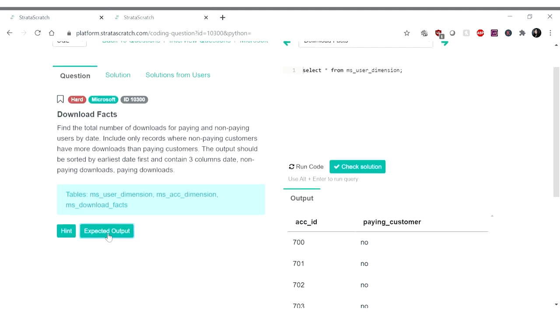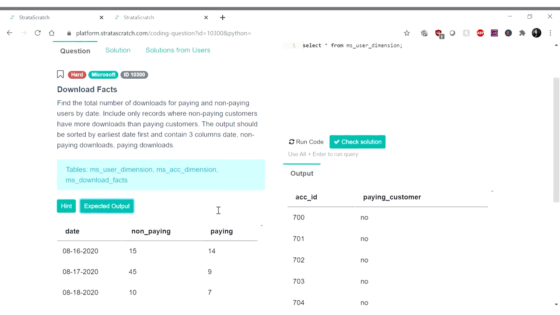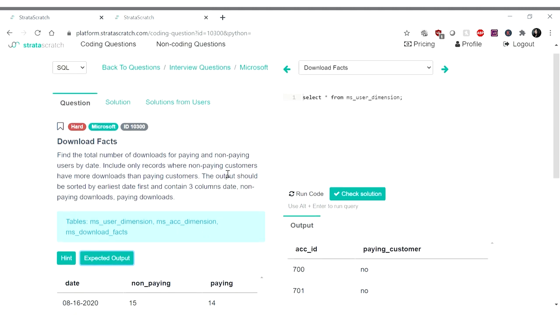Okay, let us look at the expected output. It's going to be date, non-paying, and paying, and it's sorted by date. Okay, cool.